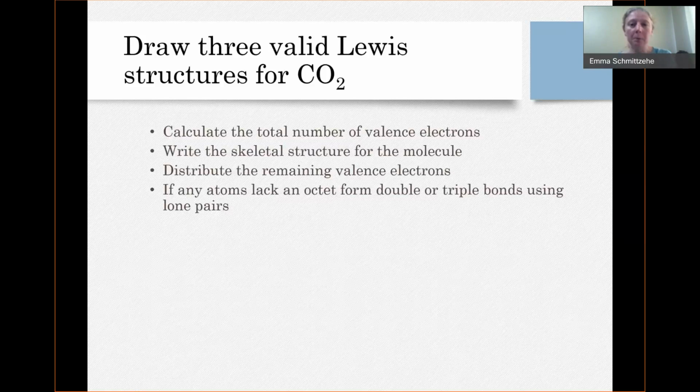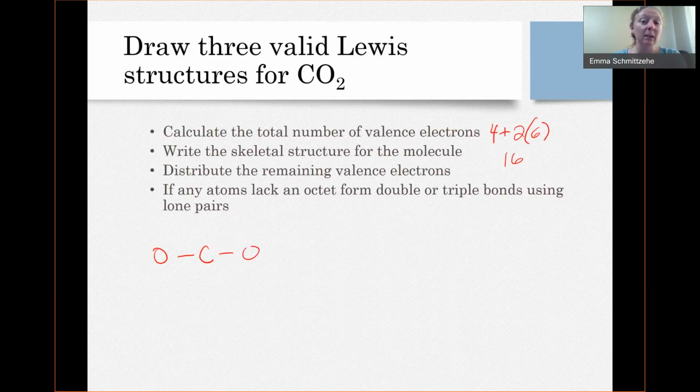If we go through these steps, we have carbon. Carbon has 4 valence electrons, and each oxygen, of which we have 2, has 6. If we add that up, we have 16 total electrons to work with. Then we need our skeletal structure. In this case, carbon should be in the center. The way the formula is written helps you know that, because carbon is written first.